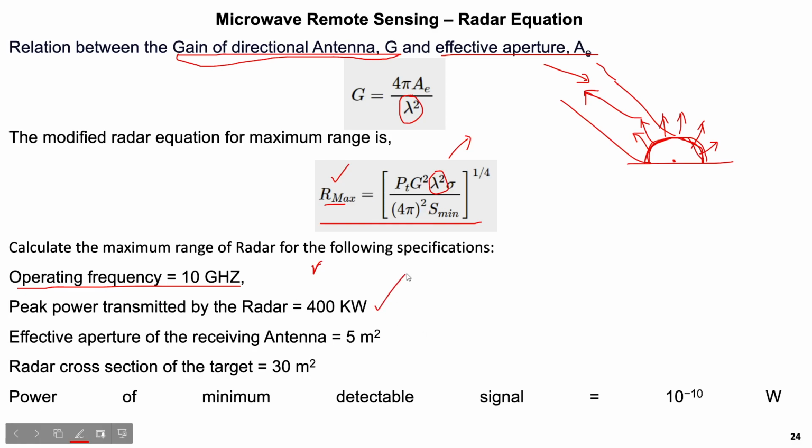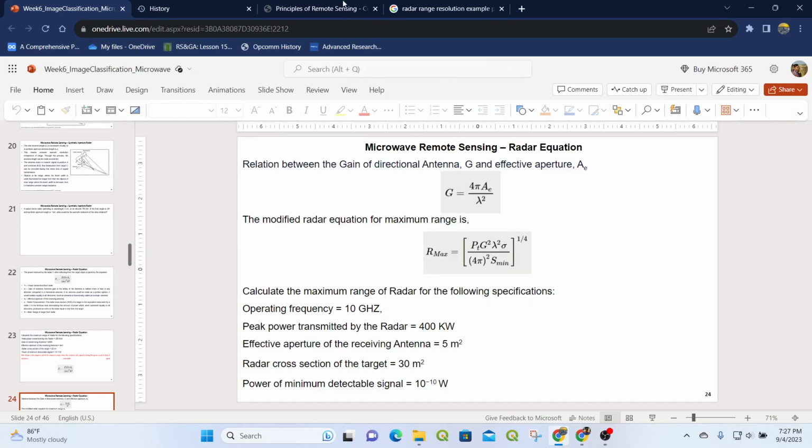And peak power transmitted is 400 kilowatt. The effective aperture of the receiving area is given. Radar cross section is given, and the minimum power that is detectable is 10 power minus 10 watt. So similar thing, but here we are bringing the wavelength into the picture. So we will solve this question.